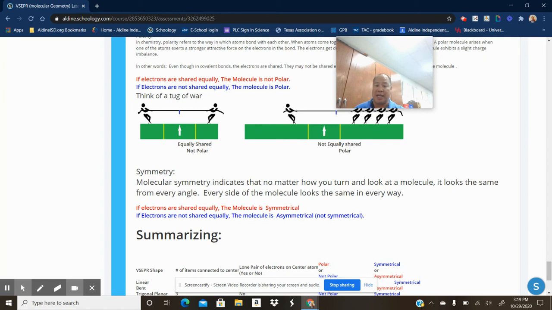However, most of the time, compounds are not symmetrical, which means the electrons are not equally shared, just like they're polar. So when you have a polar situation, this molecule does not look the same all over the place, right? It looks different from the top, from the bottom, from the left, from the right. So that is what we call a polar molecule, and polar molecules are asymmetrical.